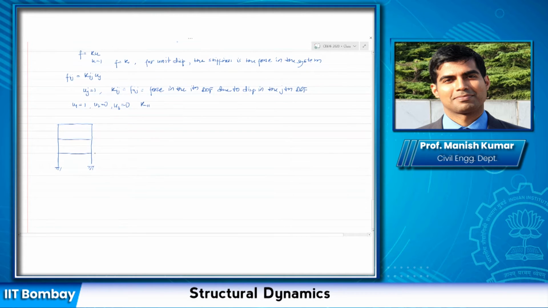Because if you look at the same system that we have considered, I apply a unit displacement at U1. I know that in general, if I deform a structure, I would be generating forces in all the degrees of freedom, isn't it? So I'm saying that I'm applying U1 equal to 1 here. Due to this, in general, I would have forces generated, which I would write as K11 because this is degree of freedom 1.